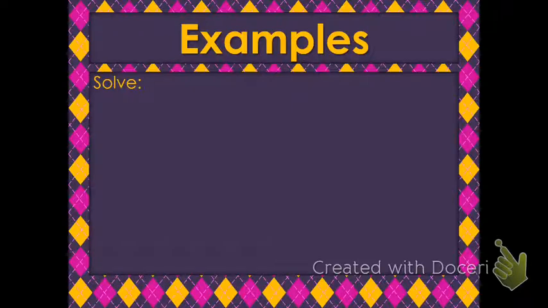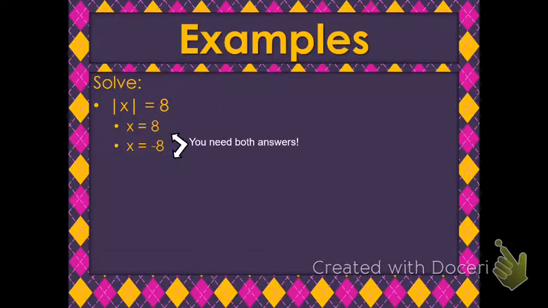Let's look at a few equations here. If we have something like the absolute value of x equals 8, what you're being asked is, what number is 8 spaces away from 0 on the number line? And there's actually two answers, because you could go 8 spaces to the right, and you'd end up at x equals 8, or you could go 8 spaces to the left, and you'd end up at x equals negative 8. So there's two solutions, and you need to have both of them to have a complete and correct solution.